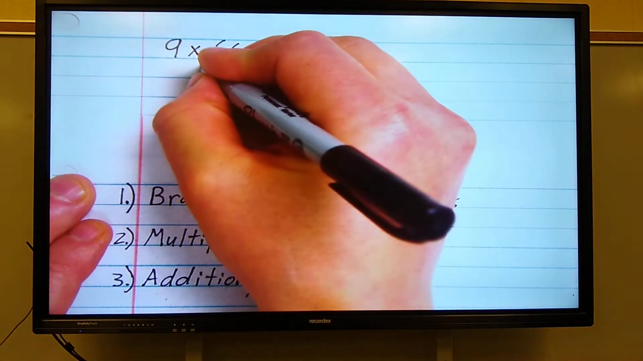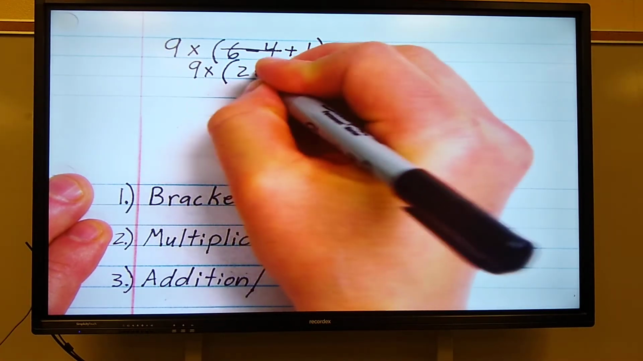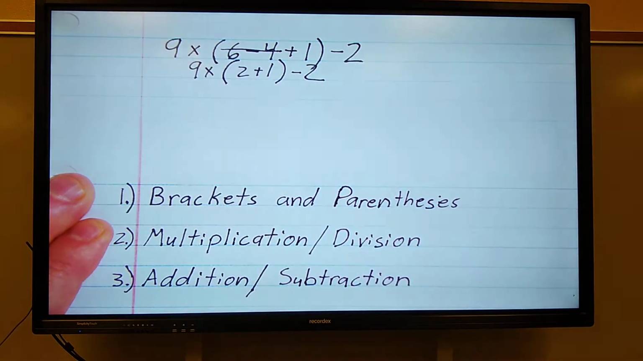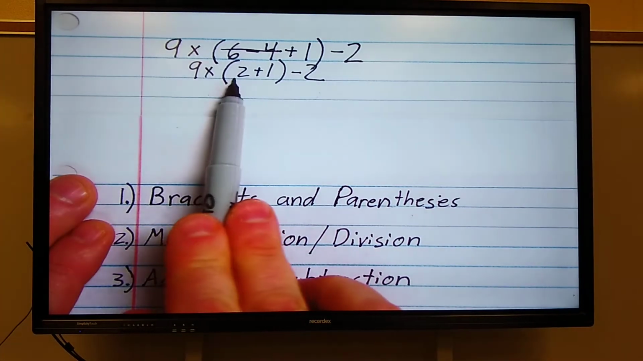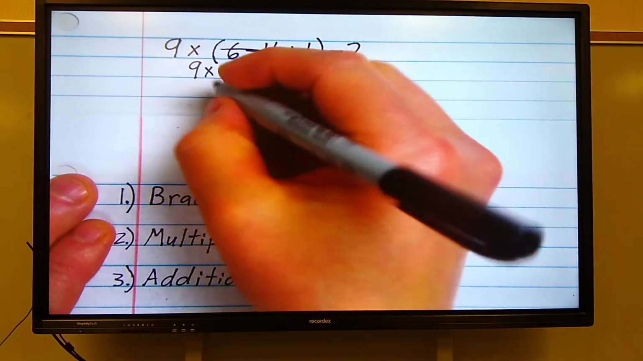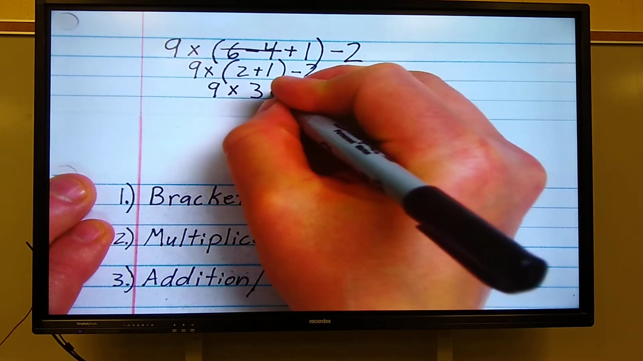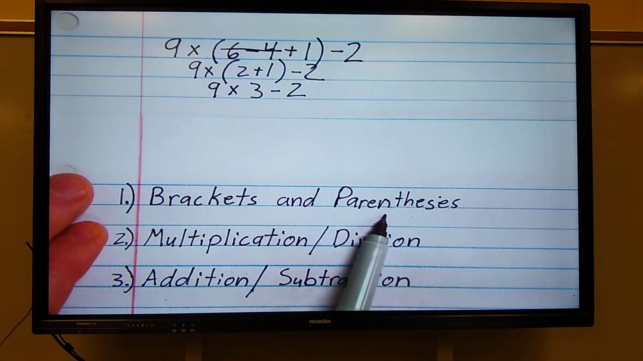So now I have a new problem here. 9 times, parentheses, 2 plus 1, parentheses, minus 2. Now I still have parentheses, so I got to do that first. 2 plus 1 is 3. So now I can eliminate the parentheses. 9 times 3 minus 2. All right, all my parentheses are gone.